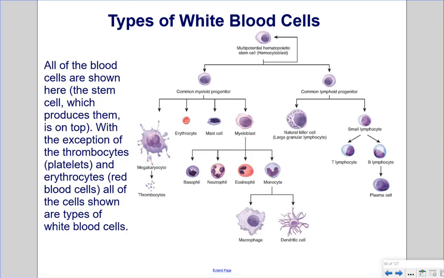Types of white blood cells. All of the blood cells are shown here. The stem cell, which produces them, is on top. With the exception of the thrombocytes, or the platelets, and erythrocytes, or the red blood cells, all the cells shown are types of white blood cells.